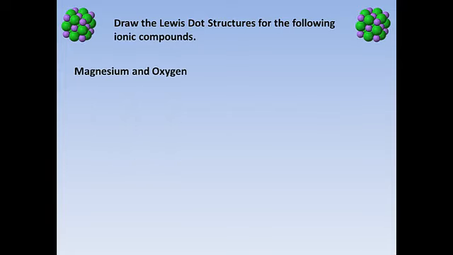In this example, you have magnesium and oxygen forming a compound. Magnesium is Mg and oxygen is O. Magnesium is in group 2, so it has 2 valence electrons. Oxygen is in group 16, so it has 6 valence electrons. Magnesium is the metal, so it will donate electrons to oxygen.